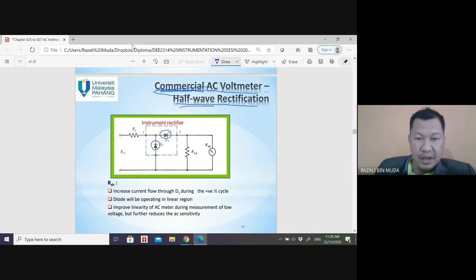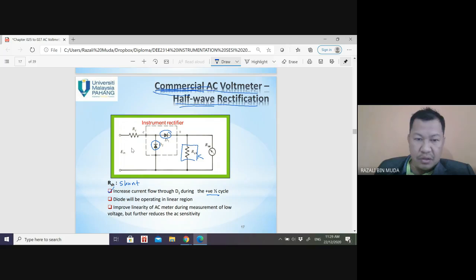Why? It also has an extra resistor called RSH. SH is shunt, S-H-U-N-T, shunt resistor. So for this commercial layout of the half wave rectifier, they use a shunt resistor. Why? First, it is to increase current flow through D1 during the positive half cycle.